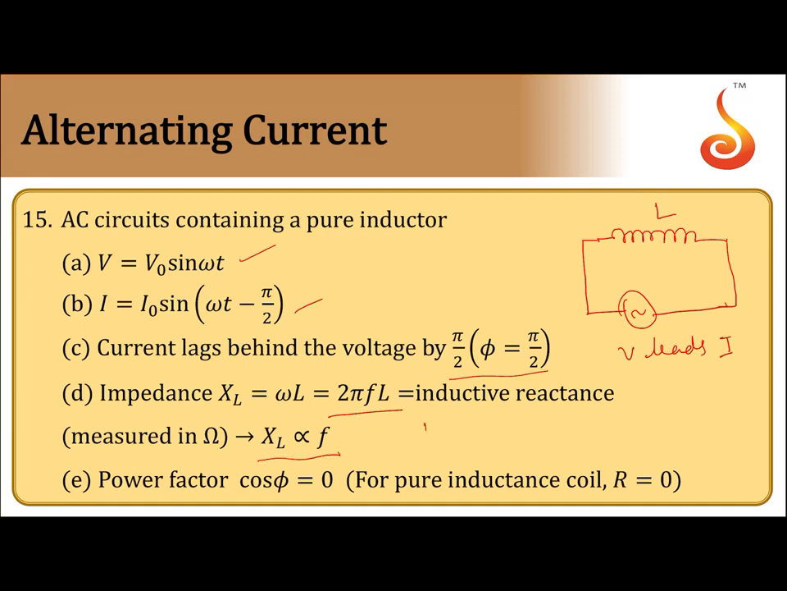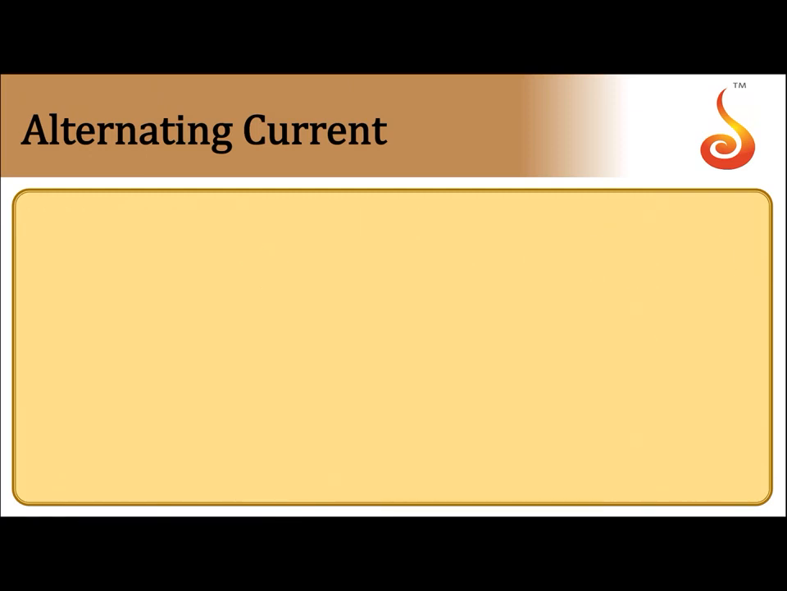For DC, f is equal to 0, so XL turns out to be 0. Power factor in pure inductive circuit will be equal to 0 because it is cos phi. So phi is pi by 2, that is 90 degrees, and cos 90 degrees is 0. For a pure inductance coil, resistance is 0.